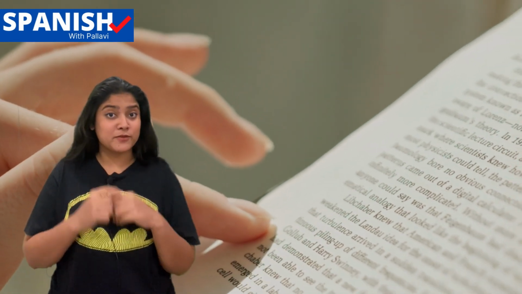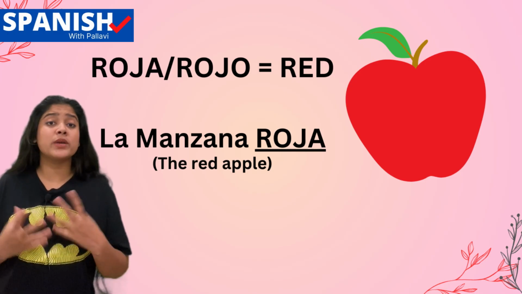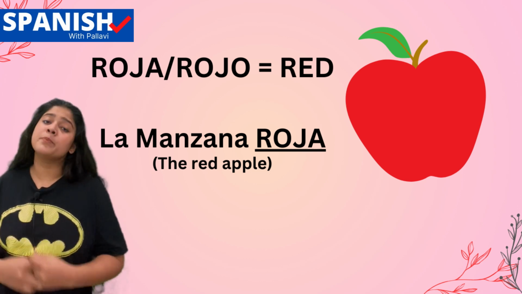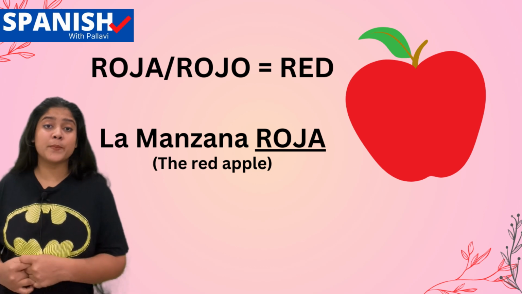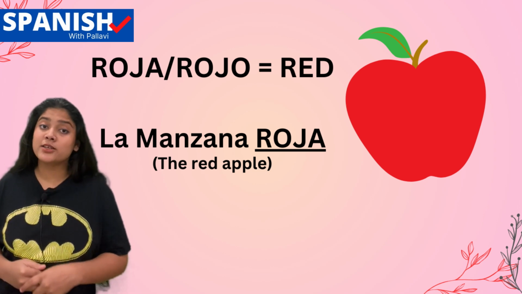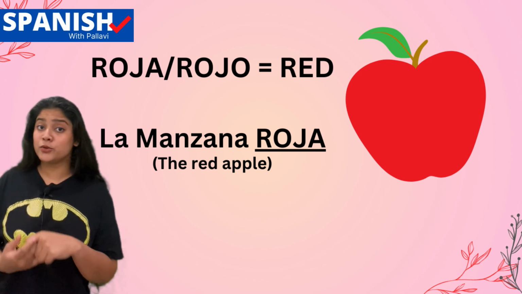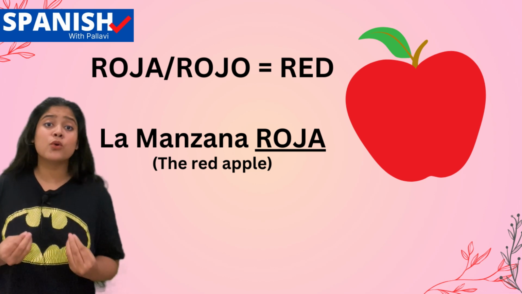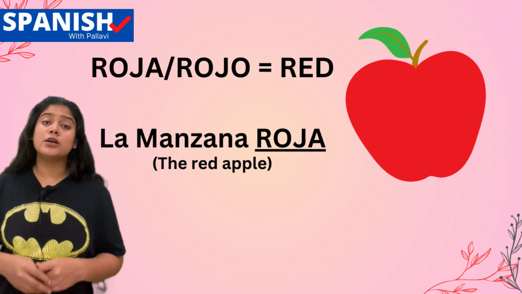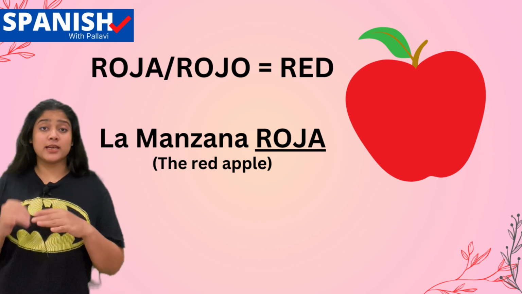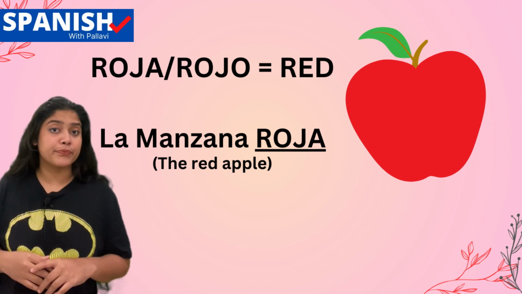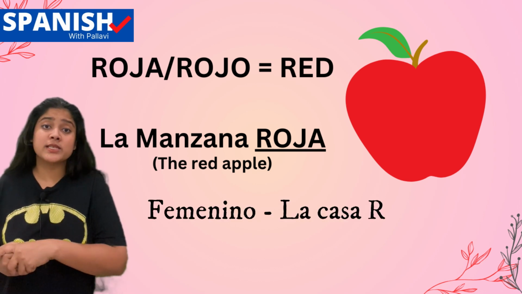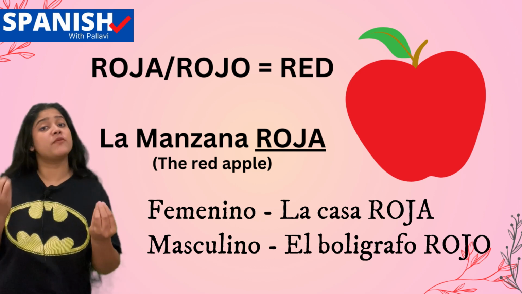Empecemos, repeat after me. As you can see on the screen, we are going to guess the colors of all these images that are on the screen. So first we are going to take this color, in English it is red. And how do we say that in Spanish? Rojo. Rojo. The sound of J will be like a K sound. Rojo. In Spanish, there are things which are masculino and femenino.